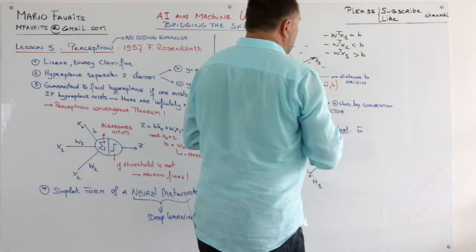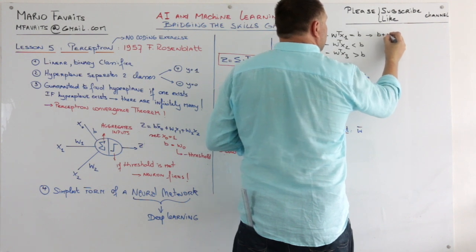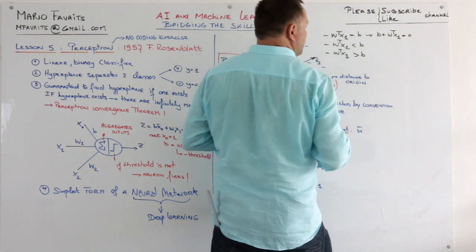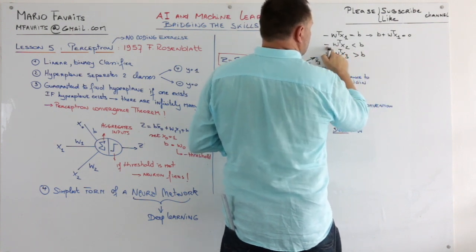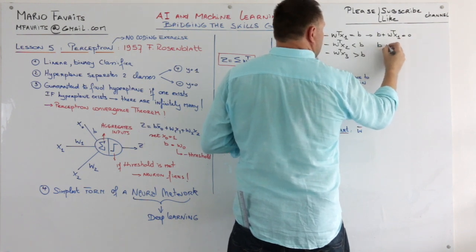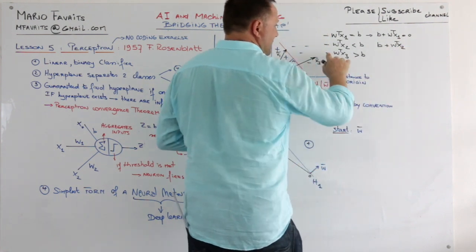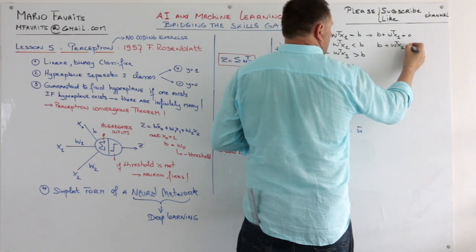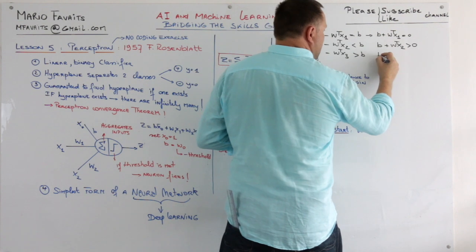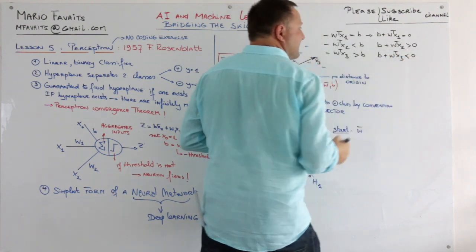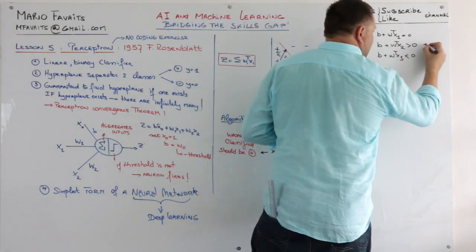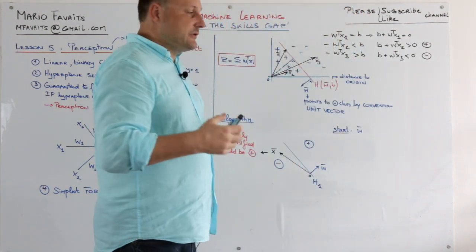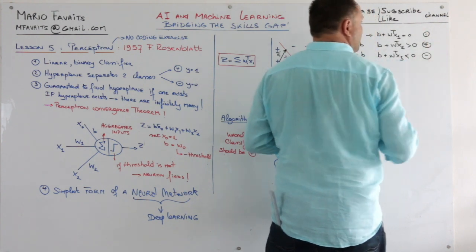Okay, so this means that b plus w transpose x1 equals 0. And b plus w transpose x2 is bigger than 0. And here b plus w transpose x3 is smaller than 0. So x2 is a positive class, x3 is a negative class, and by convention the points that lie on the hyperplane are also negative class.